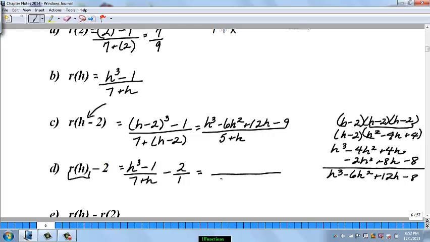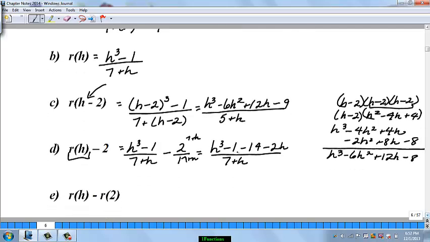So the denominator is going to be 7 plus h, which means that h cubed minus 1 is okay. Now if this is the denominator, I have to multiply it by the top here. That's my smart 1. So I have minus 2 times 7, or minus 14, minus 2h. Okay, so then I look at it and say, is there anything else that can be combined? And you betcha these two can go together. So this really comes out to be h cubed minus 2h minus 15 all over 7 plus h.